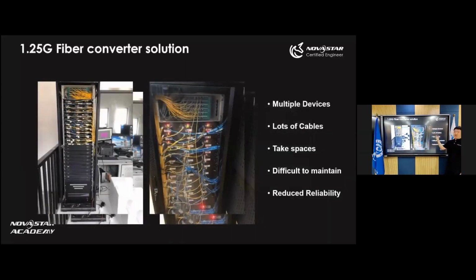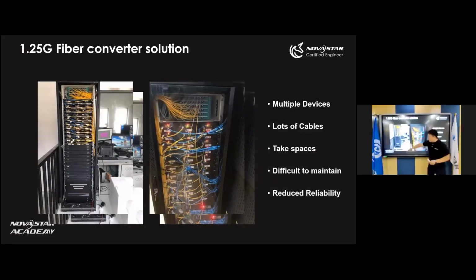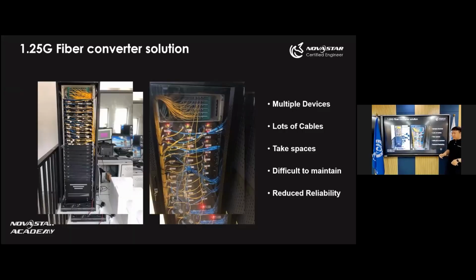And this will be the control room if we use 1.25G fiber solutions. All the sending cards here, and all the fiber cables and all these network cables here. And then we need to mark numbers on them, otherwise maybe we'll be confused when we do the configuration. So it will be multiple devices and lots of cables, and it will take a lot of space and be difficult to maintain, and will reduce the reliability of the whole control system.